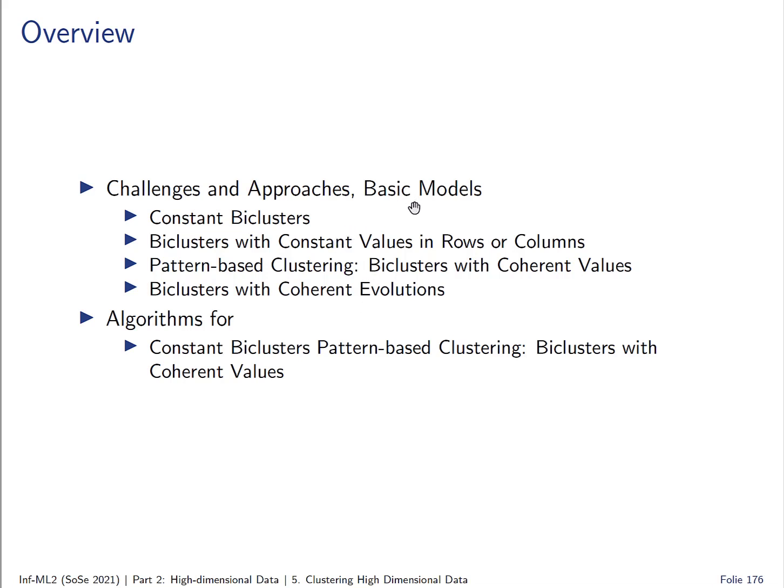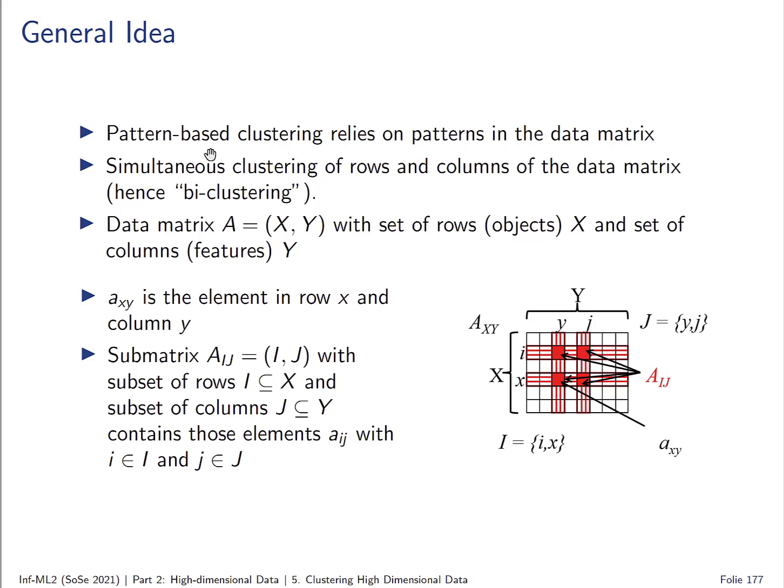Once again, these different models define what kind of general patterns we can extract from the data matrix. Pattern-based clustering algorithms rely on patterns in the data matrix, and they simultaneously cluster rows and columns of the data matrix. That's why it's also called biclustering: a clustering of two things simultaneously, rows and columns.